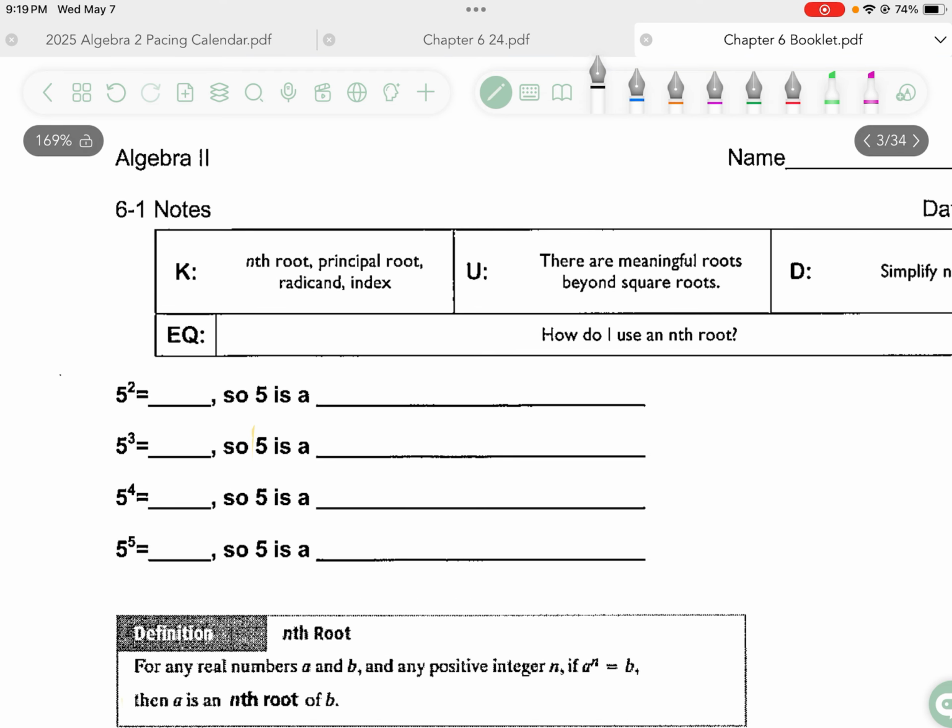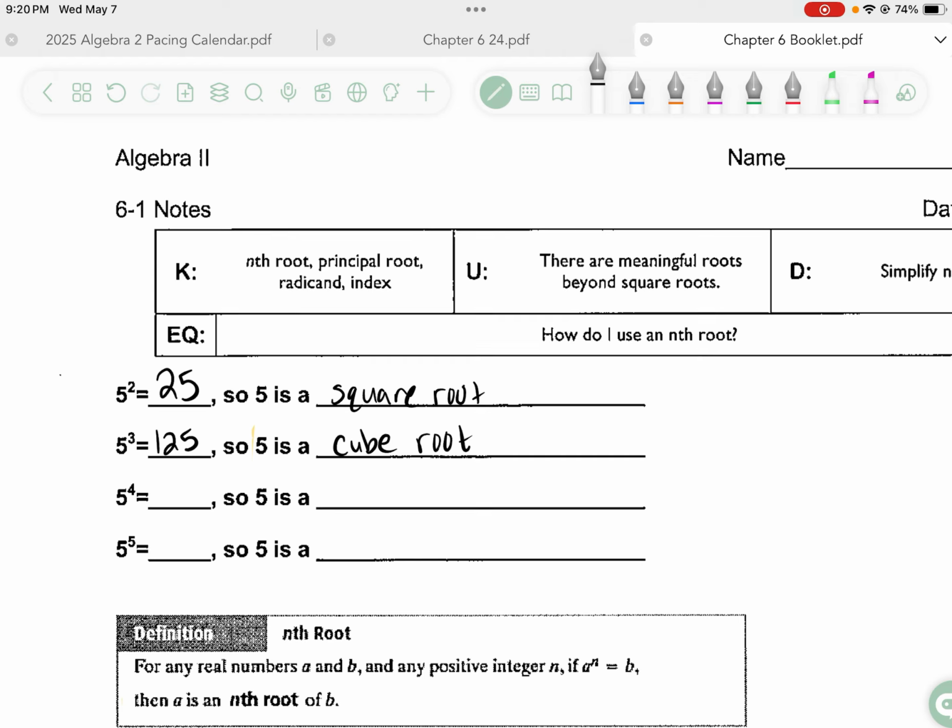So we know that 5 squared is 25. So we can say that 5 is a square root of 25. 5 cubed is 125. So we say that 5 is a cube root of 125.